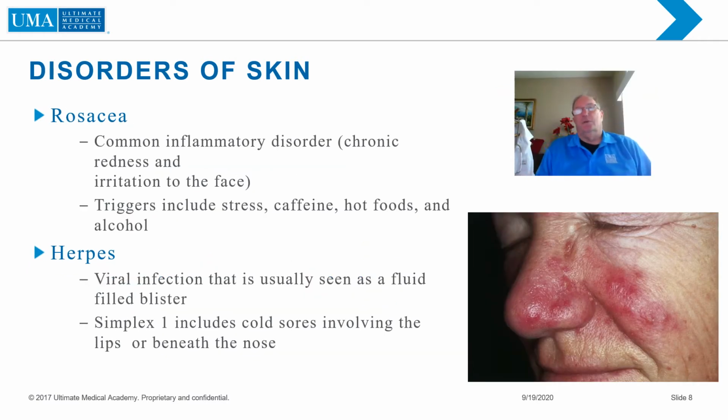Now some more disorders are rosacea. Rosacea is most commonly associated with just a redness of the face or the skin. In this case, this is a photograph of an individual's face. There are four types. The erythematotelangiectatic rosacea causes the typical redness, visible blood vessels, and flushing.